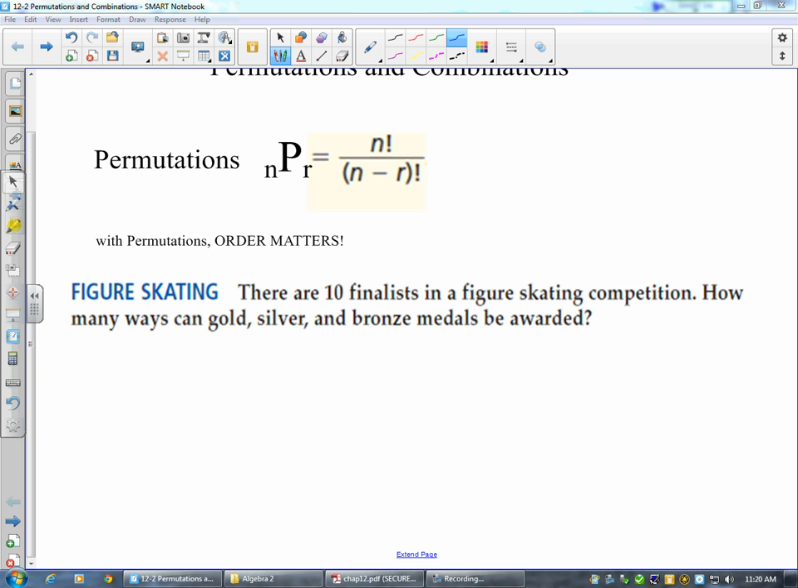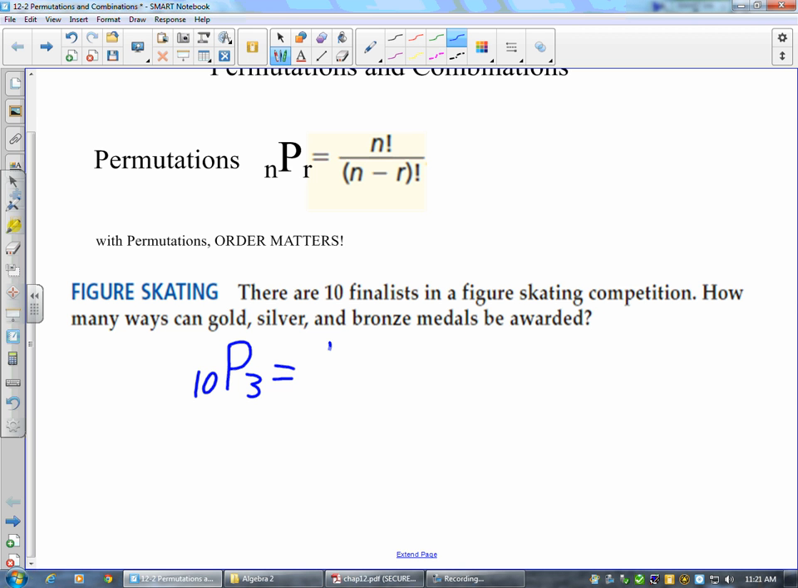Well, I can write this with the letters. I have 10 to choose from, so my little n is going to be a 10. Because order matters, I'm going to make a permutation, and I'm only going to choose 3 of them. So n is the number you have to pick from, and 3 is the number that we're going to pick. How many are we going to pick, and how many do we have to pick from? Okay, so put this into the formula.